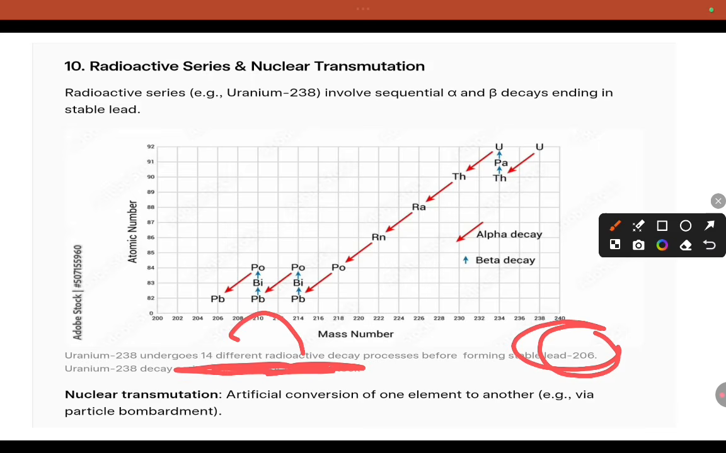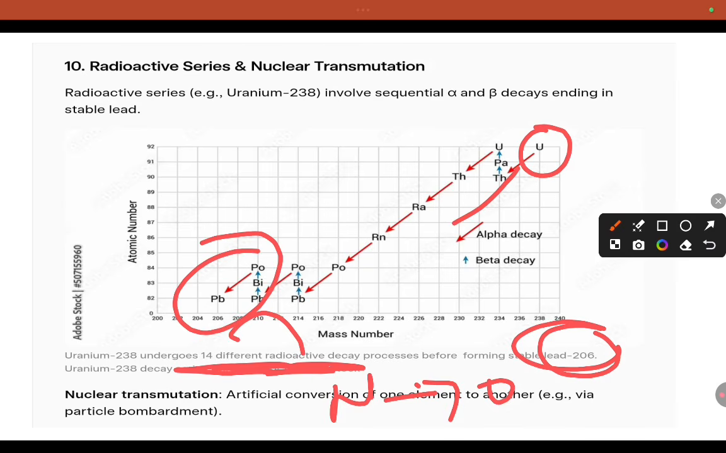What is transmutation? It is the artificial conversion of one element to another via particle bombardment, like nitrogen being converted to oxygen. This is called artificial transmutation, which was introduced by Rutherford. You can see here that uranium-238, after undergoing a lot of radioactive decays, settles at lead. That means the unstable element uranium-238, after undergoing different radioactive decays, becomes stable at lead-206.